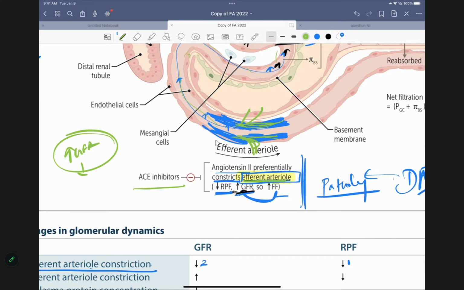Yeah. And then if the patient already has this effect, controlling the blood sugar is important, but it wouldn't cure that problem. At that point, the only thing that can dilate the arteriole is an ACE inhibitor, because the damage is already done. Is that clear, folks? All right.